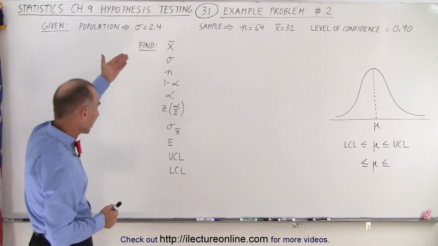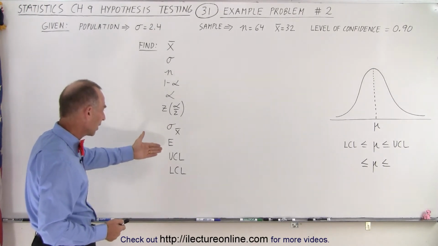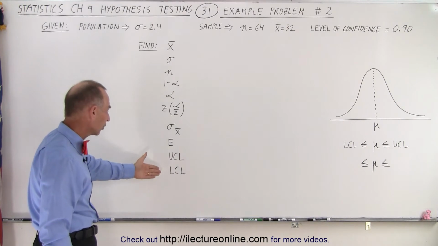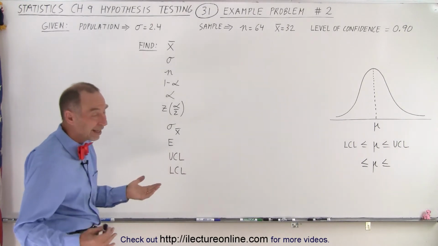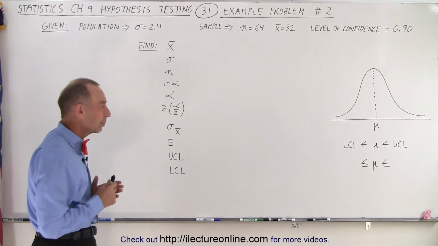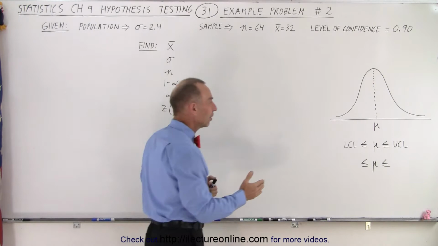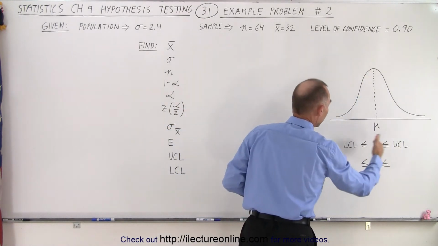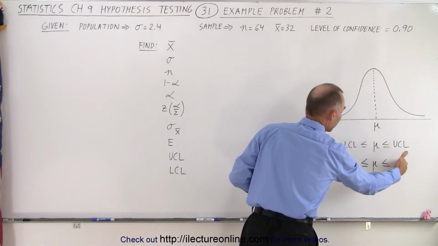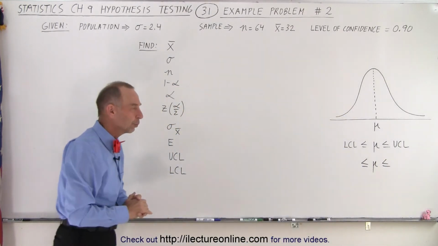So they want us to find all these things. Essentially, when you see that they want us to find the maximum error, the upper confidence limit, the lower confidence limit, which means they want us to try to infer the value of the mean of the population based upon the sample that we took, and we want to find to a 90% confidence level the lower confidence limit and the upper confidence limit, the range of what we think the mean of the population will be.